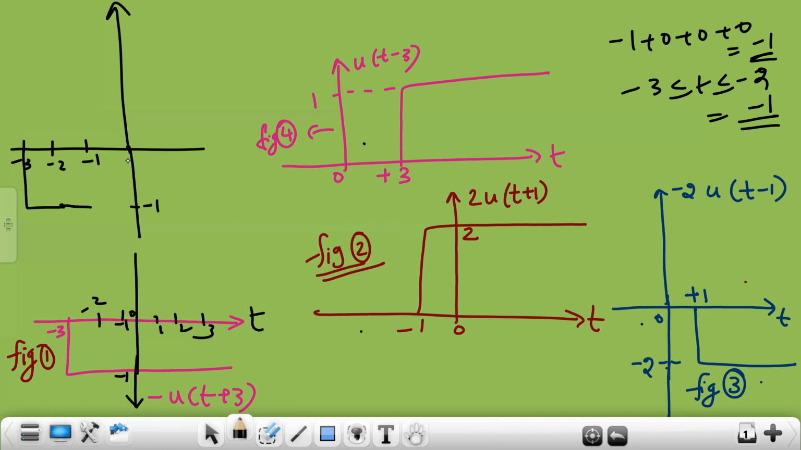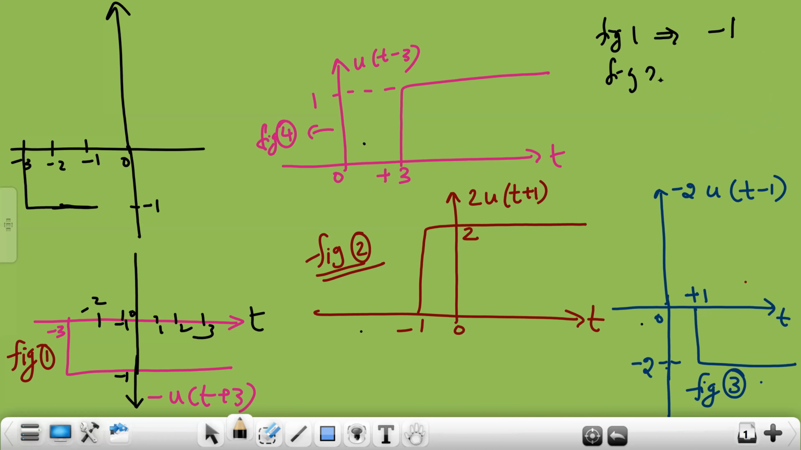Now I will be focusing from -1 to 0. During -1 to 0, what is the value from the first figure? The value is -1. What is the value from second figure? The value is 2. I'm concentrating from -1 to 0. From figure number 1, you have -1. From figure 2, you have 2. From figure 3, you don't have any signal during this time interval. Again, from figure 4 also, you don't have any signals during this particular time interval.